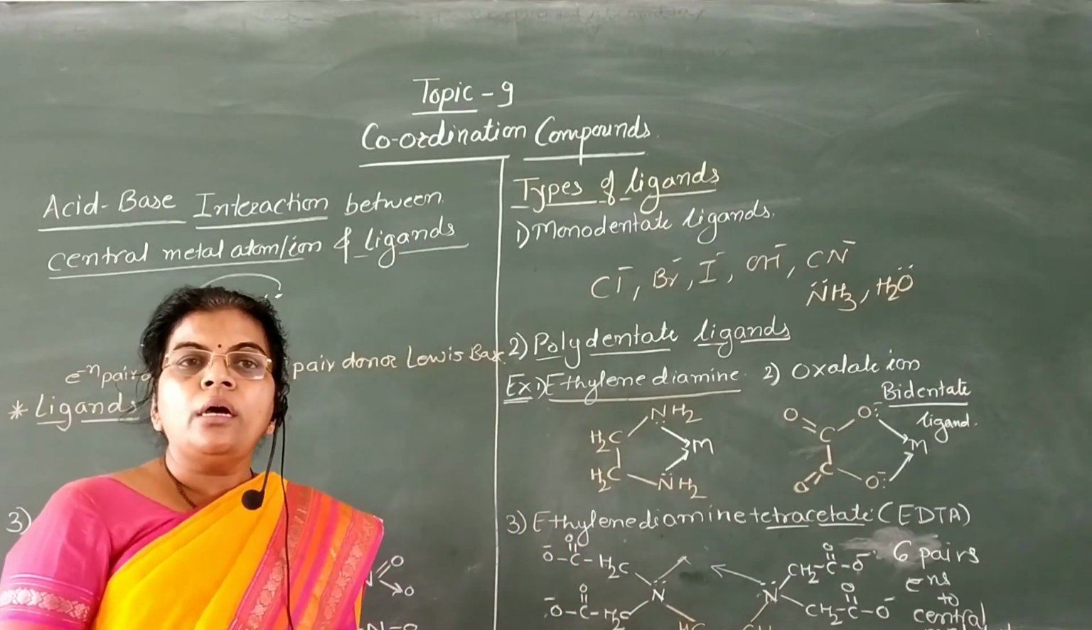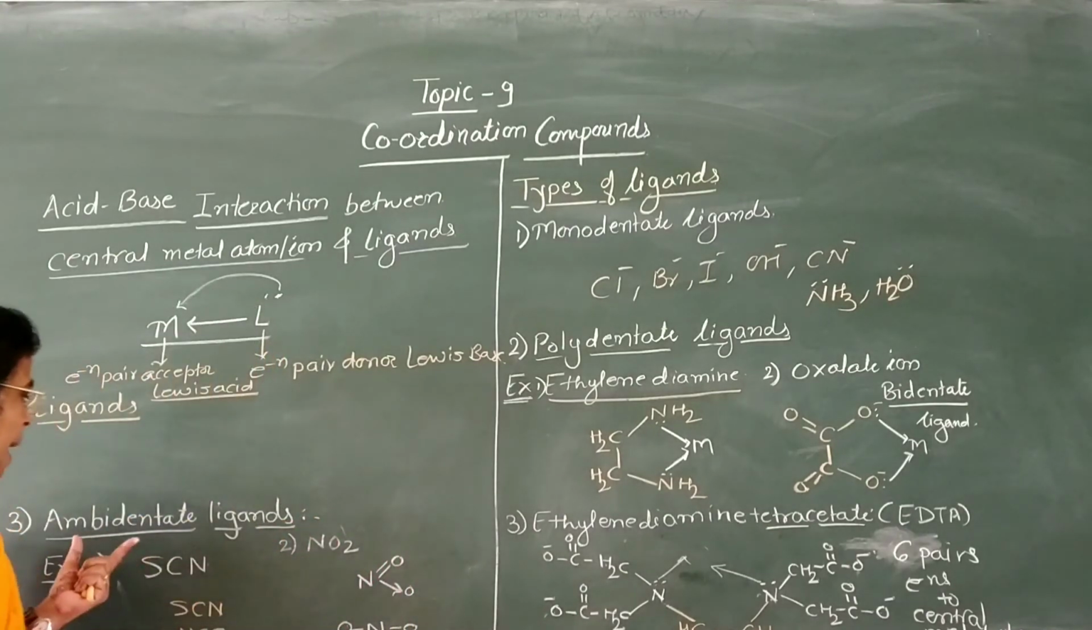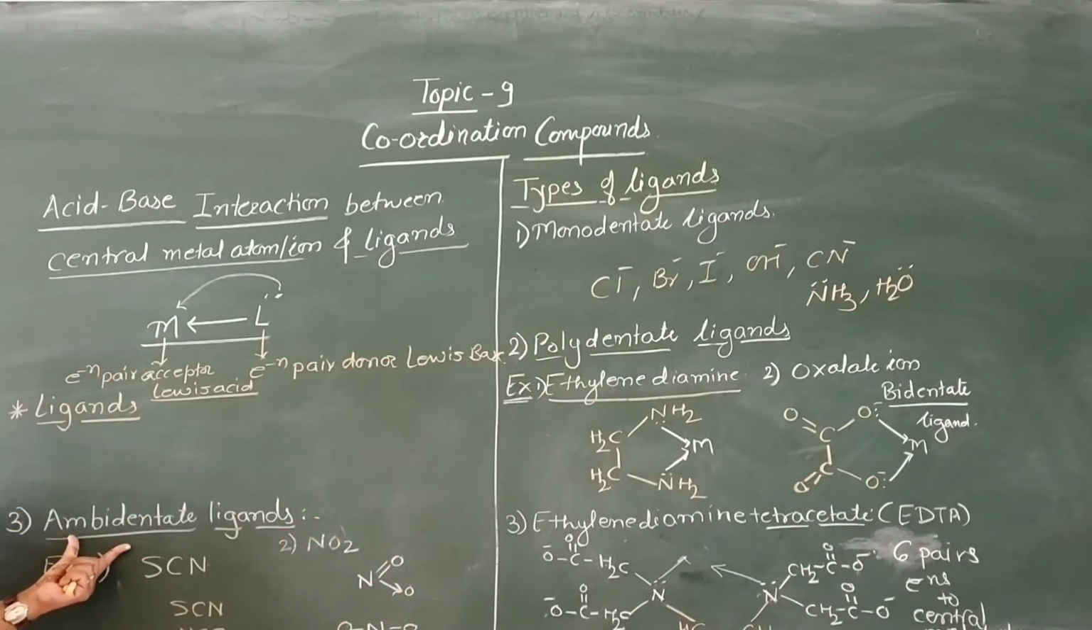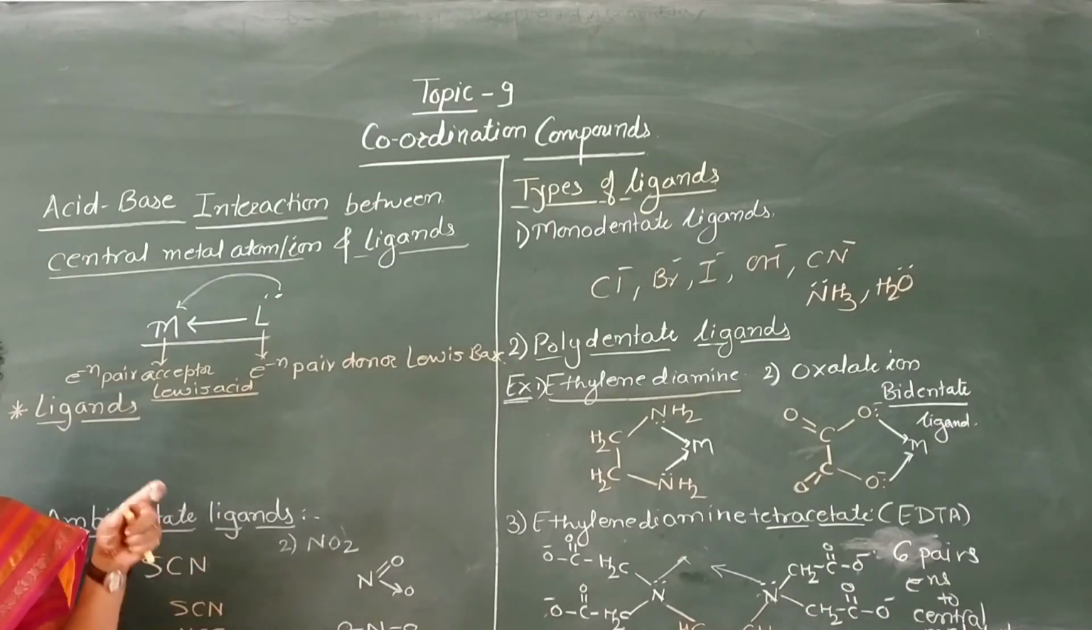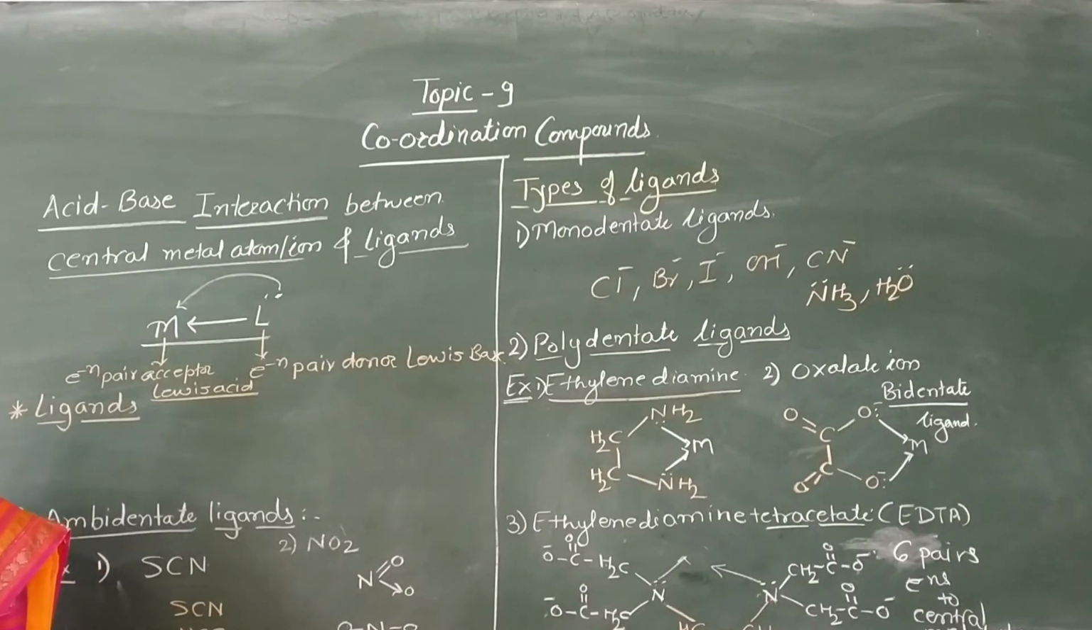Now we are going to see the third type of ligand, the ambidentate ligand. Ambidentate ligands are the ligands which can get attached to the central metal atom through two different atoms. For example, thiocyanide. The name of this ligand is thiocyanide, that is SCN. Now this SCN can attach to the central metal atom through sulfur, that is, a bond between sulfur and metal is formed, or a bond between nitrogen and metal is formed. That is, ambidentate ligands can attach to the central metal atom through two different atoms.